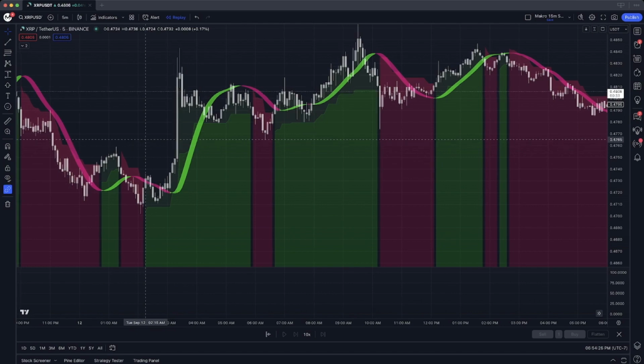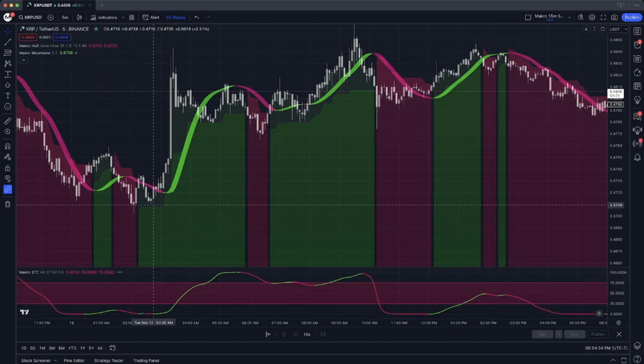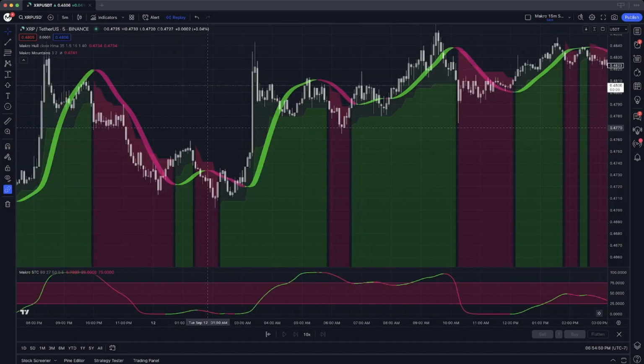So the third one I'm going to add here is my personal favorite, which is the STC. Let's get that on here. And the way the STC works is it gives you oversold, overbought areas here. So you have your no-go zone, which is your 25 to 75 level, and anything above or below is our green zone, and that's really what we're looking for. And so I'm going to show you how the three work together here in tandem.